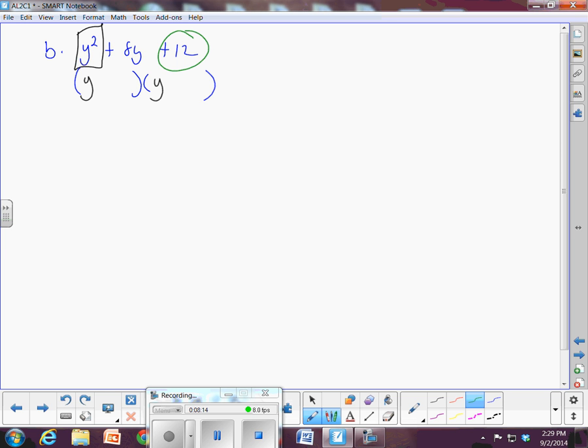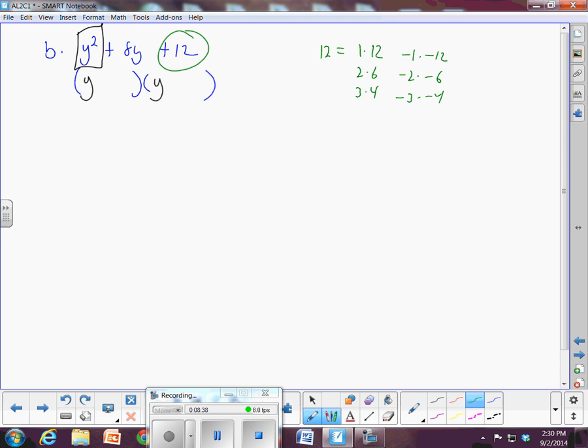Now again, normally I'll do this in my brain, but for illustrative purposes and to help those of you that are struggling, remember, to get to a positive 12, you're either going to use 1 times 12 or negative 1 times negative 12, 2 times 6, or negative 2 times negative 6, 3 times 4, or negative 3 times negative 4. And those are the possibilities for 12.